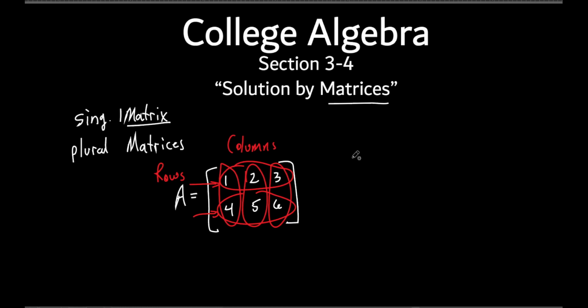So how many rows does this particular matrix have? How many rows? 2. Right. They go across. So this is one row, this top row, then a bottom row. How many columns does this thing have? This has 3 going up and down. So there's one column, there's a second, there's a third. So we call this a 2 by 3 matrix.